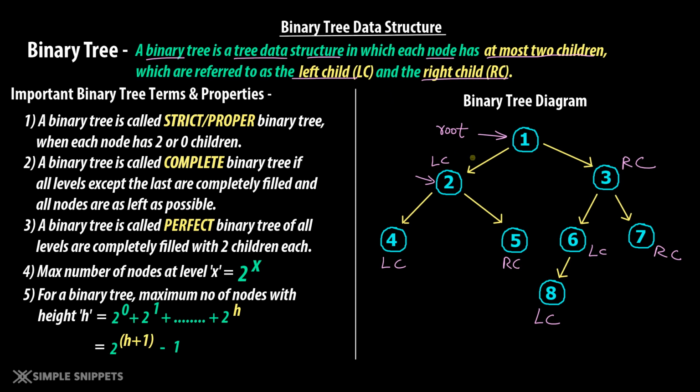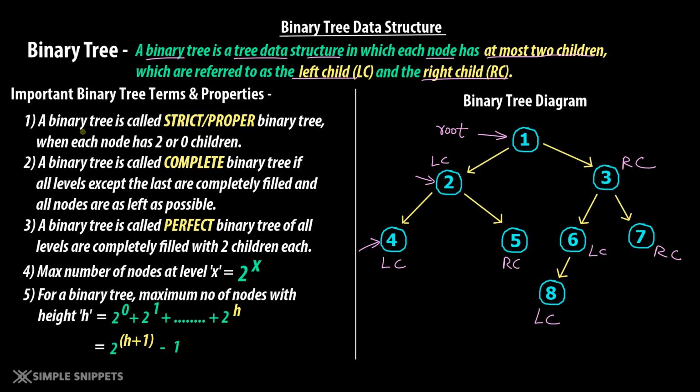So of course, a binary tree can have one child, but it cannot have more than two. Okay, so the condition is you cannot have more than two. You can have none or you can have one child. So you can see the leaf nodes do not have any children. So that is also valid. It is just that it cannot have more than two children. Alright, so that's the definition. Okay, let's move forward and let's see some important binary tree terms and properties.